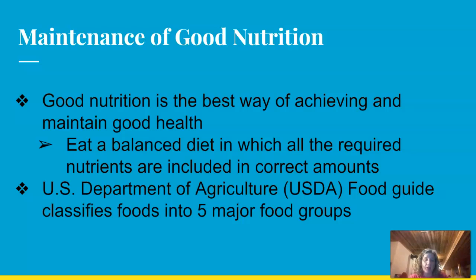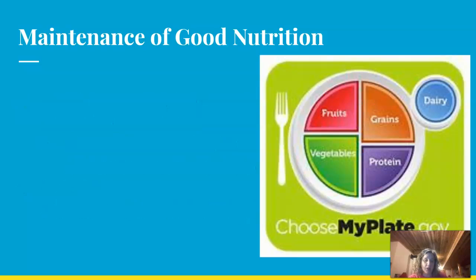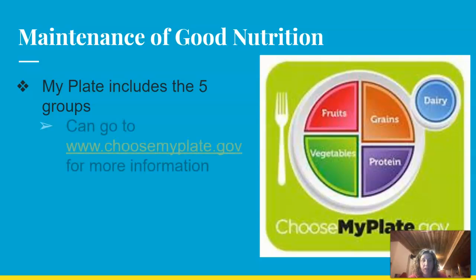The U.S. Department of Agriculture has a food guide that classifies the foods into 5 major food groups, and they come up with choosemyplate.gov. So this is an example of how your plate should look when you eat your meals. A little over a quarter of your plate should be vegetables. A little less than a quarter should be fruits. A little more than a quarter should be grains. A little less than a quarter should be protein. And then you should also have your dairy.